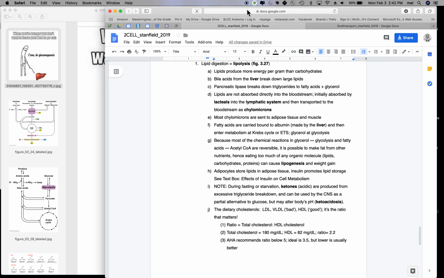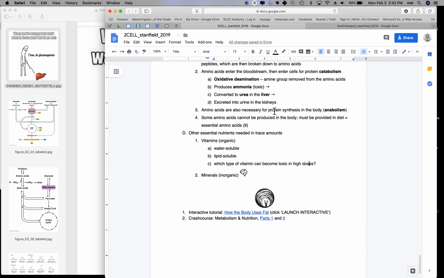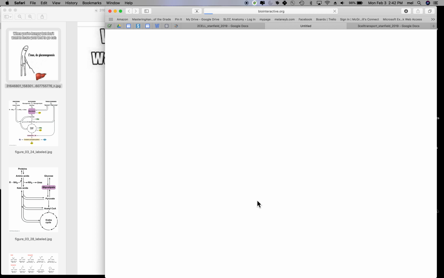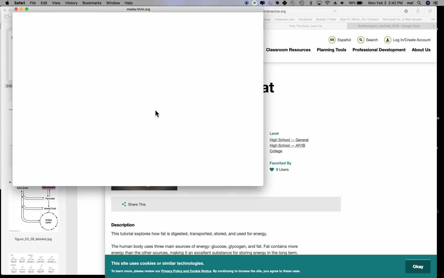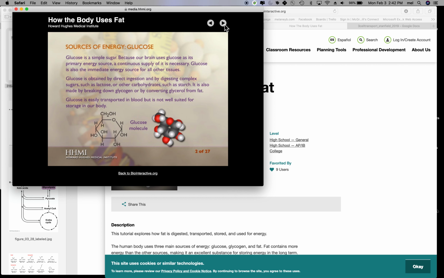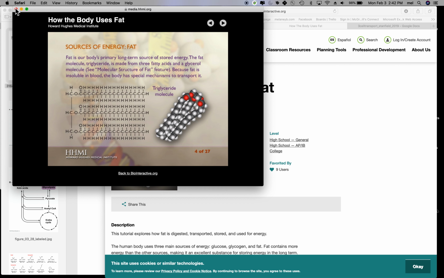In addition, there's a really, really good interactive about lipids and lipid digestion right here. If you click right here, it goes to Howard Hughes Medical Institute. Click Launch Interactive right here. And you can go through how the body uses fat. It's really, really good. It's actually really interesting. Talks about insulin, talks about weight gain, talks about glycogen, talks about a whole bunch of stuff that's just useful for you as a medical care professional, and also for this class.